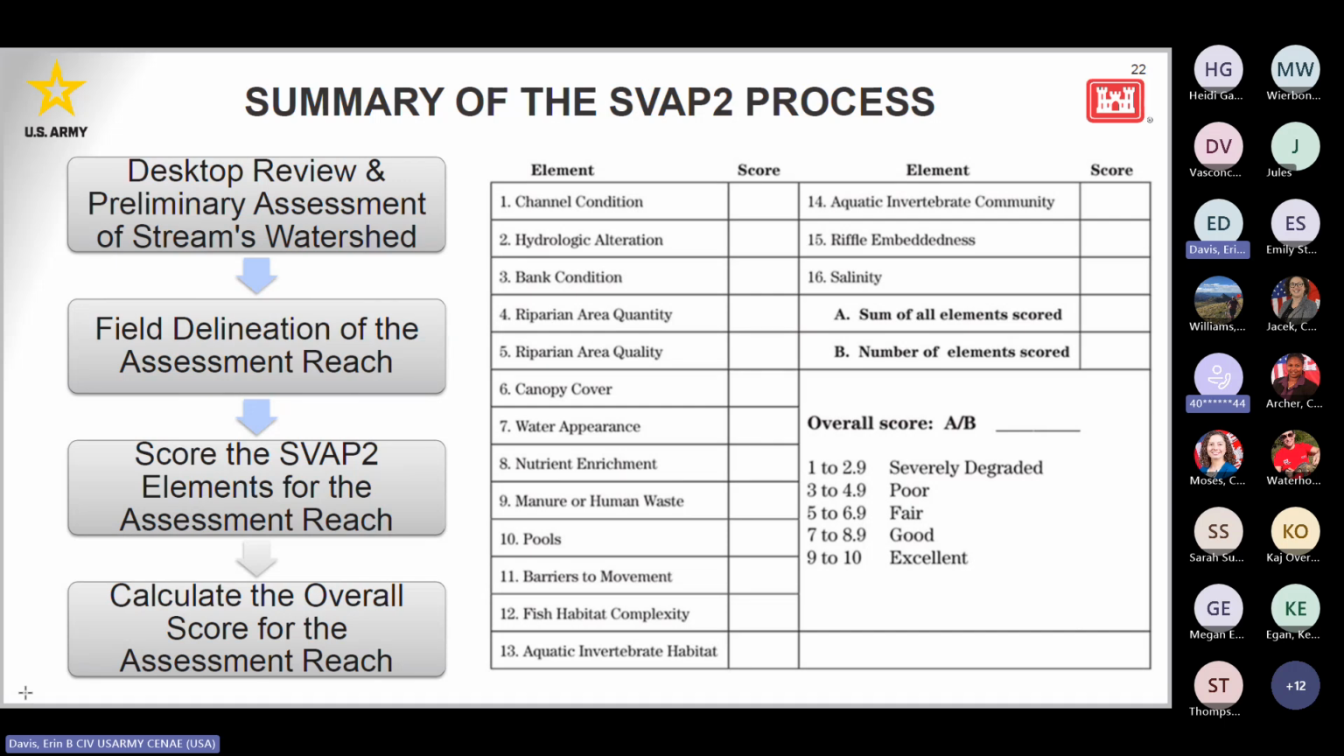And since an element might not be applicable, such as salinity, or feasible to measure, such as the aquatic invertebrate community, the overall condition score is based on the sum of the element scores over the total number of elements assessed. And these scores are ranked or categorized from severely degraded to excellent stream reach condition.